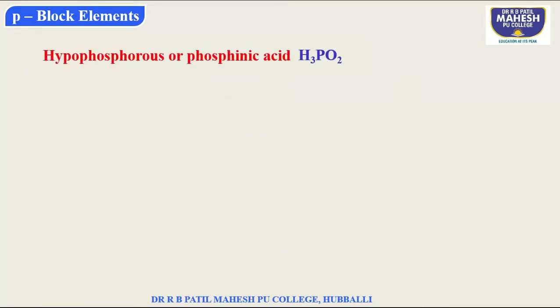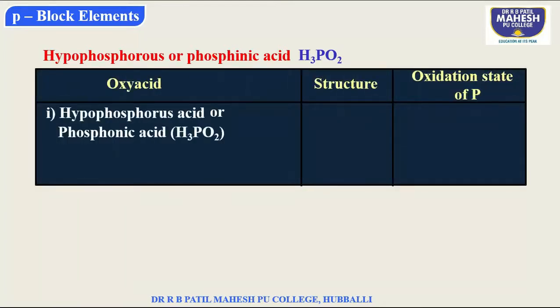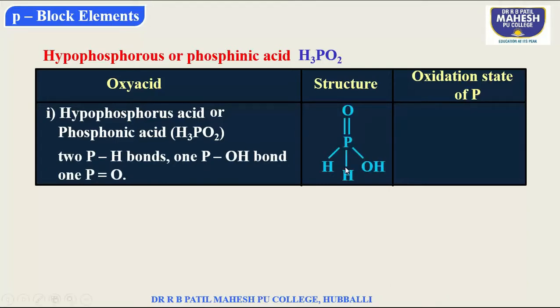Hypophosphorous or phosphinic acid, H3PO2. This hypophosphorous acid is also called phosphinic acid. It has a tetrahedral structure, in which we can see there is one P=O, two P-H bonds and one P-OH bond. Students, remember, in oxoacids of phosphorus, the hydrogen of OH is acidic in nature, and P-H bonds act as reducing in nature.